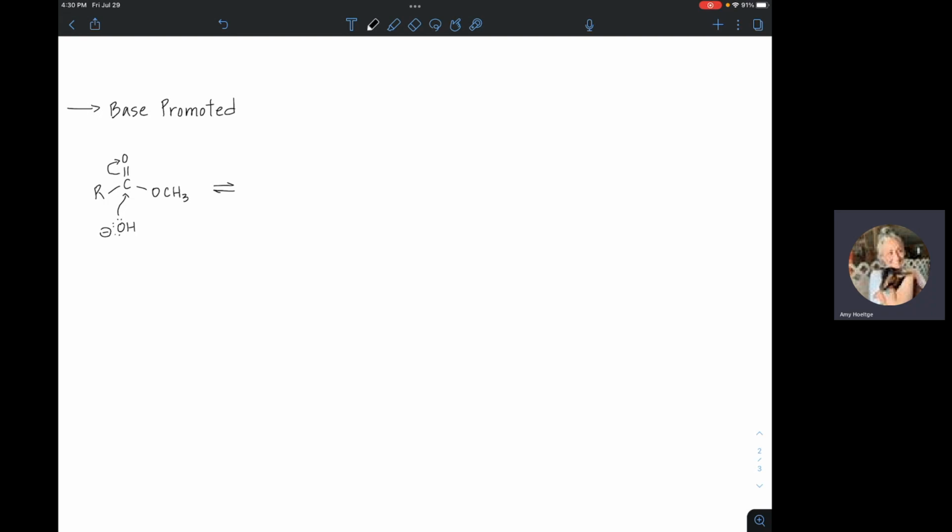Because this is an acid-base type of a thing, this will be in equilibrium with our first tetrahedral intermediate. And look, we're under basic conditions, so nothing is protonated. We have something that is either neutral or negatively charged, remember? Under acidic conditions, you have stuff that's either positively charged or neutral. Under basic conditions, you have something that's either negatively charged or neutral.